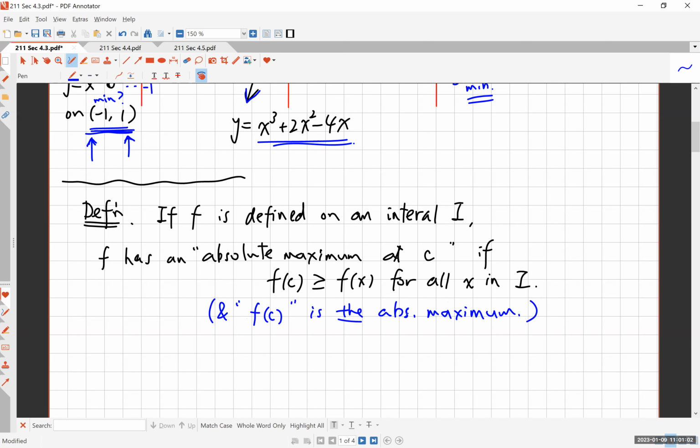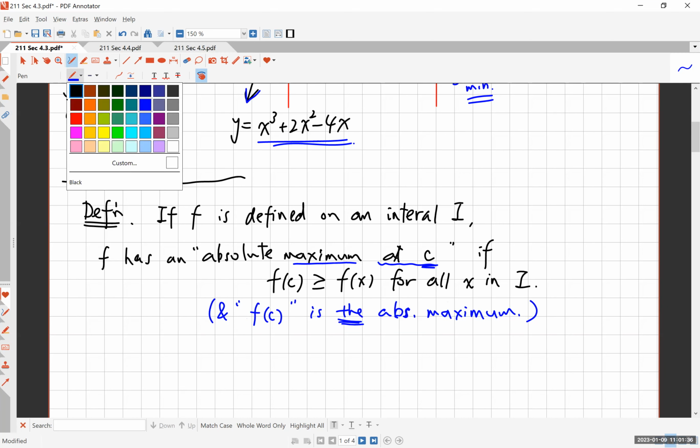So make a clear distinction here. The absolute maximum refers to the y value, which is the highest point of the graph, okay? But we say f, the function, has an absolute maximum at this point. So if the question says, where does f have an absolute maximum? Then you say the x value, which is c. If you are asked to find the absolute maximum value, then you give the y value at that point.